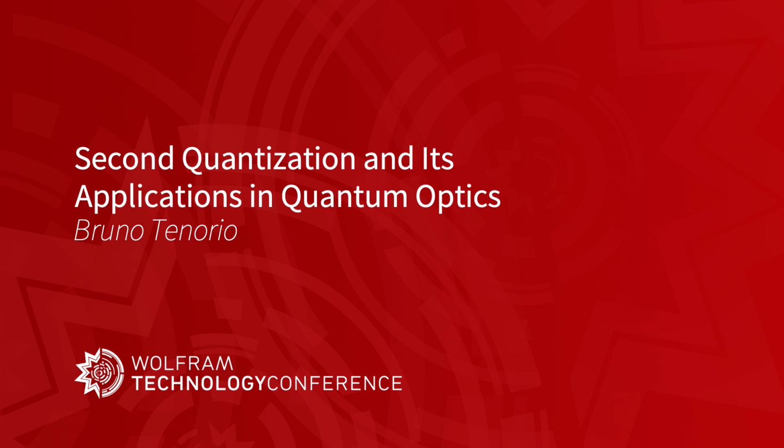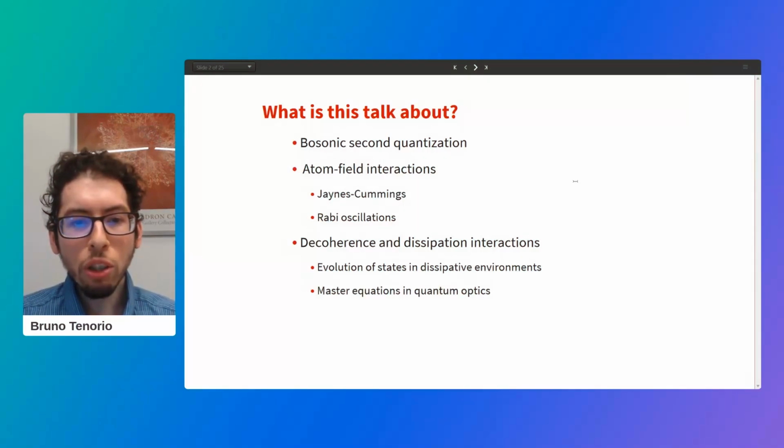Second quantization and its application in quantum optics. So what's this talk about? First, we will introduce bosonic second quantization in the Wolfram quantum framework. Then we will talk about atom field interactions, describing the Jaynes-Cummings Hamiltonian and observing Rabi oscillations. Then we will talk about decoherence and dissipation interactions. We will observe the evolution of the states in dissipative environments, and we will solve master equations in quantum optics.